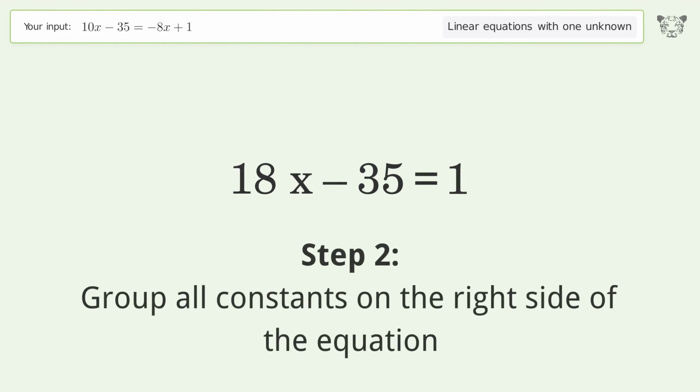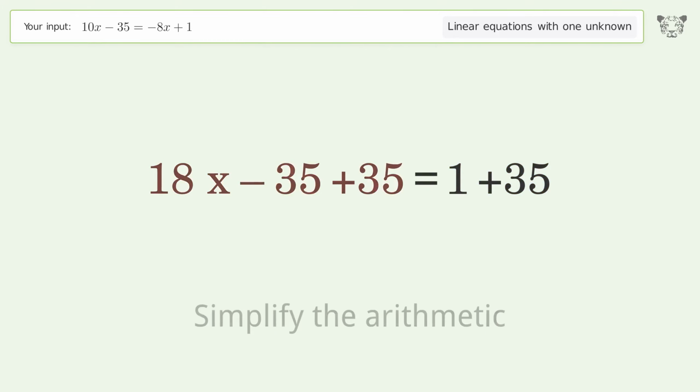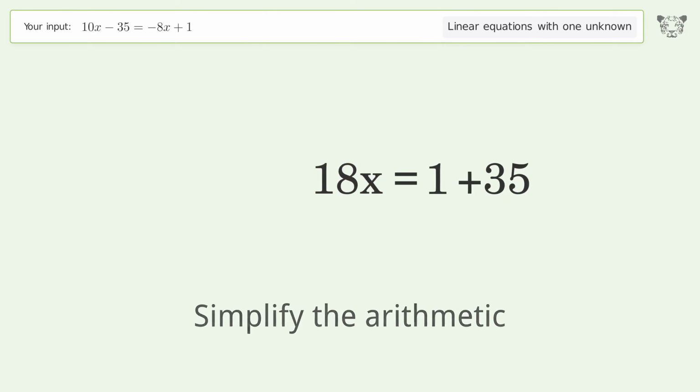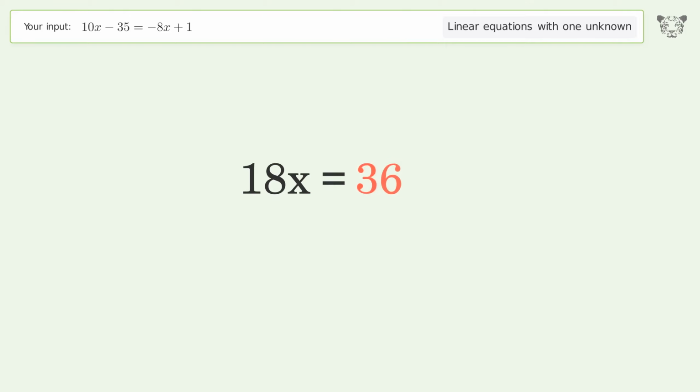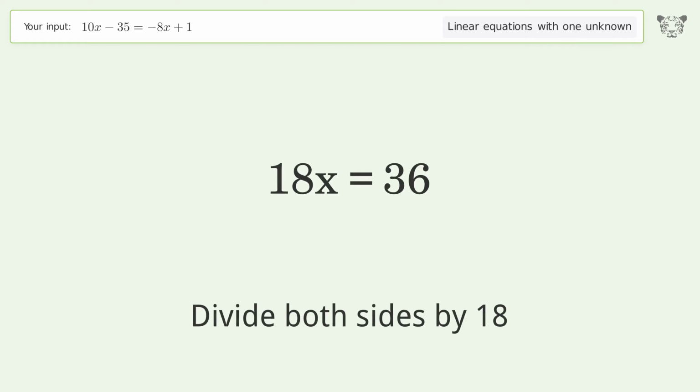Group all constants on the right side of the equation. Add 35 to both sides. Simplify the arithmetic. Isolate the x. Divide both sides by 18.